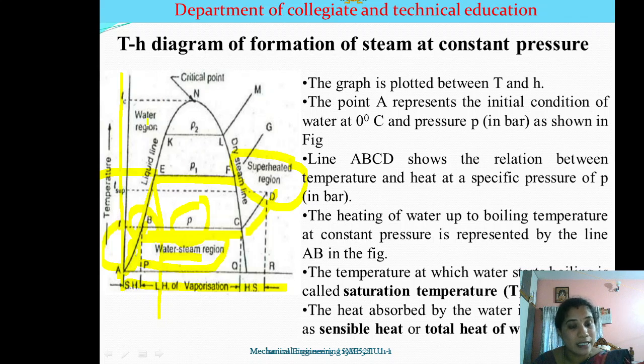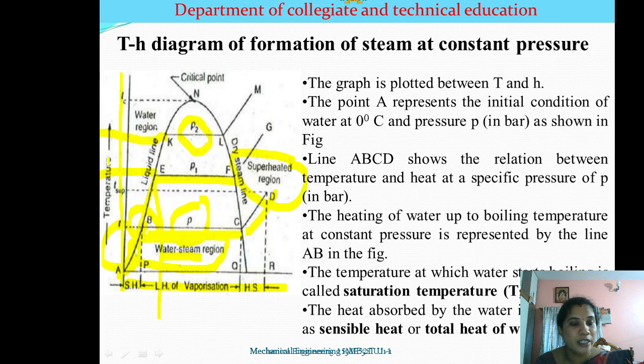Now let us consider pressure P2. I can say P1 is 10 bar, anything that you want. So let us consider we are heating the water at pressure P2. Take it as 100 bar. So if I observe at pressure 100 bar, what's happening?